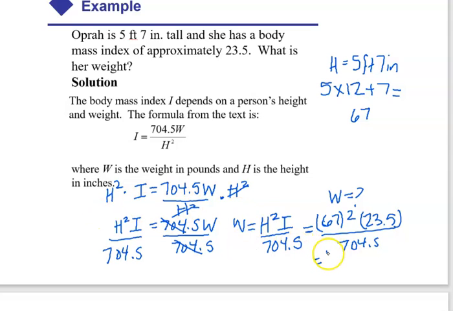That is a very big number. 105,491.5, and then I'm going to need to divide that by 704.5. And like I said, if you've got the graphing calculator, you could do alpha y equals and then hit your fraction, and you could type this all in at once.